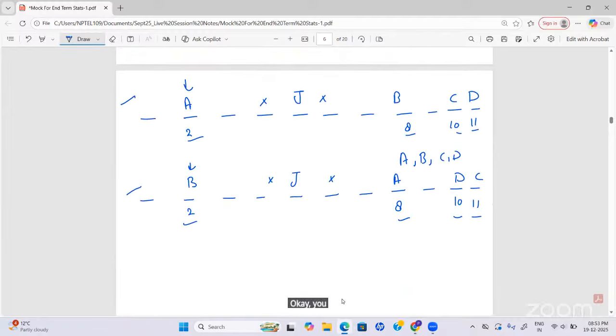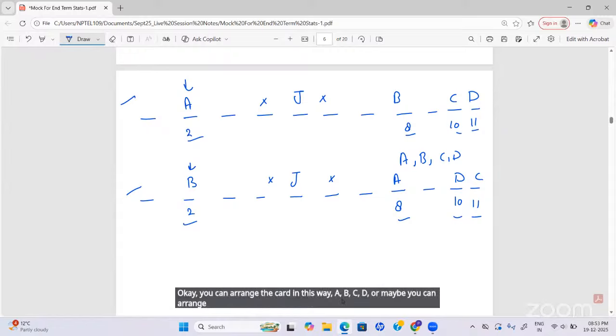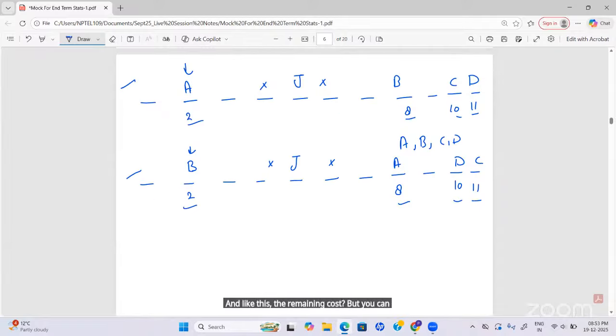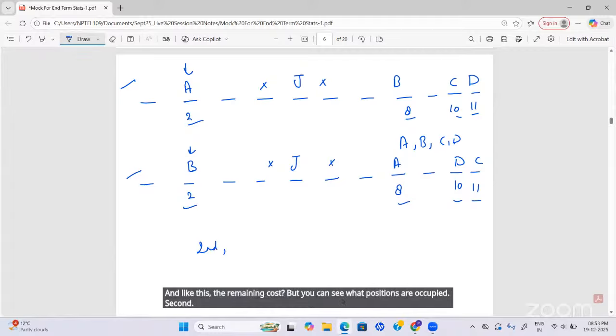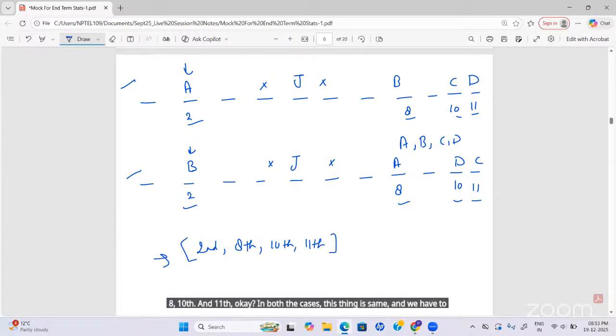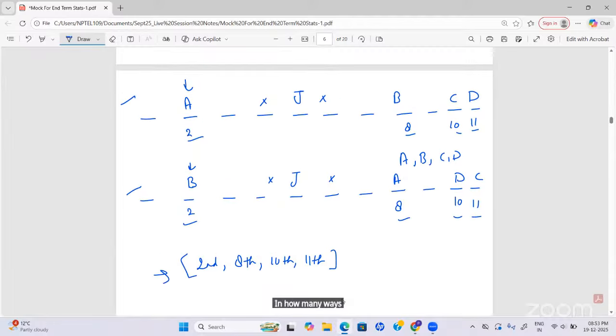Okay, you can arrange the cars in this way, A, B, C, D, or maybe you can arrange the cars like this. At the second position, you are parking car B, and like this, the remaining cars. But you can see what positions are occupied: second, 8th, 10th, and 11th. Okay, in both the cases, this thing is the same, and we have to find this thing only: in how many ways you can select the positions to be filled.